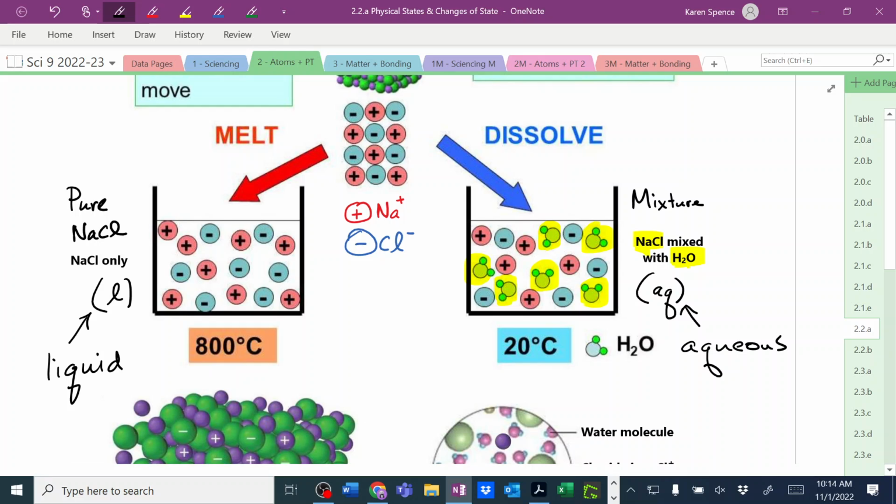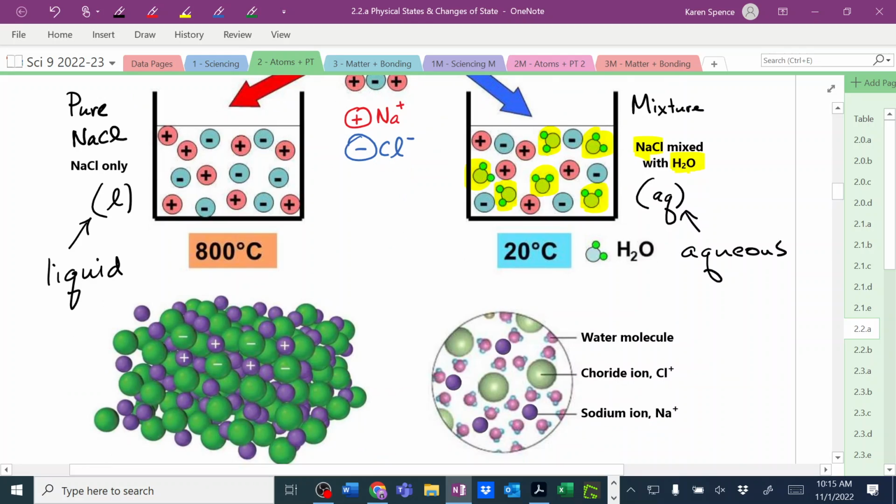I'm always trying to find good pictures of things. So here's another picture of melted NaCl, NaCl liquid. And here's another picture of NaCl aqueous. You can see this one has a few more water molecules in amongst it.